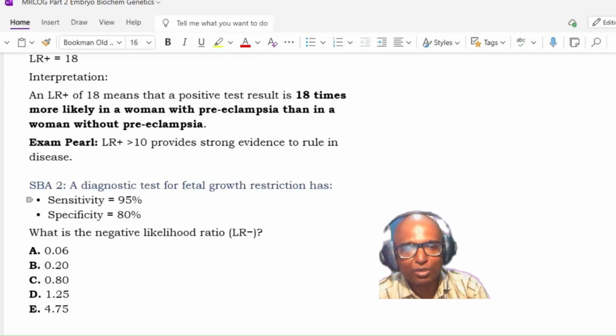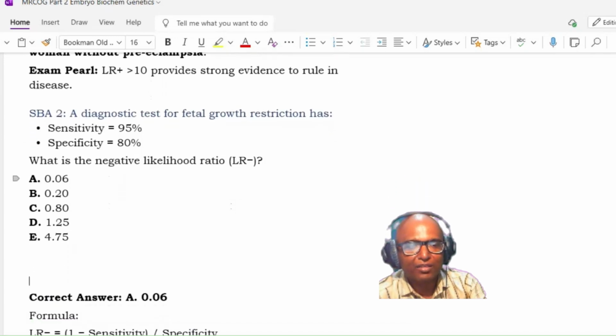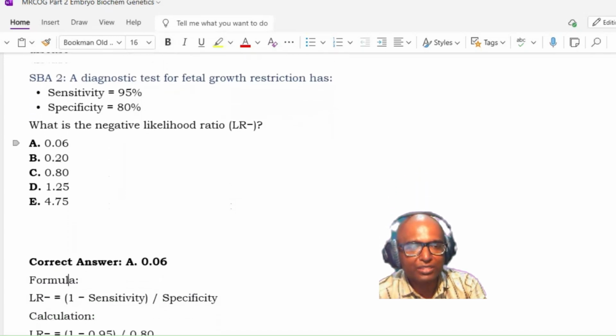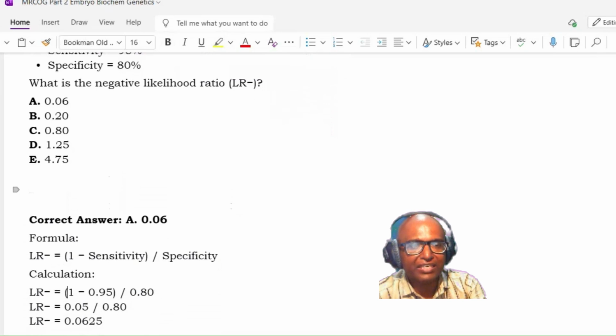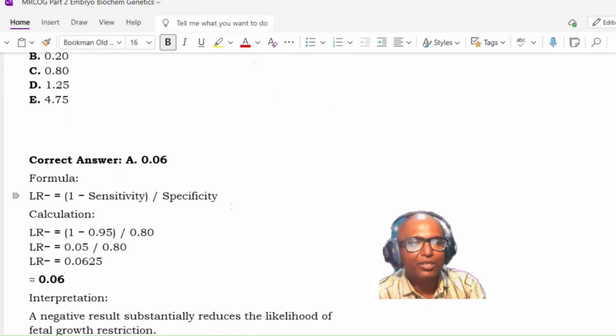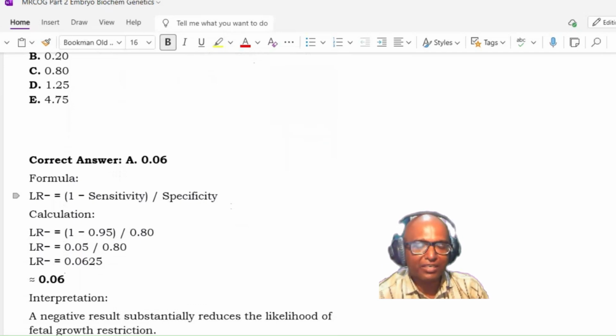So 0.05 divided by 0.8. Okay, so it will come 0.06, about 0.065. So what is the value? It is too low, no? Less than 0.1 it has come.